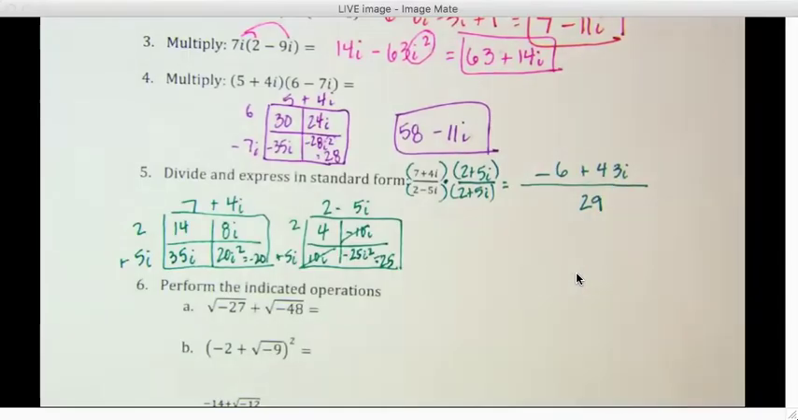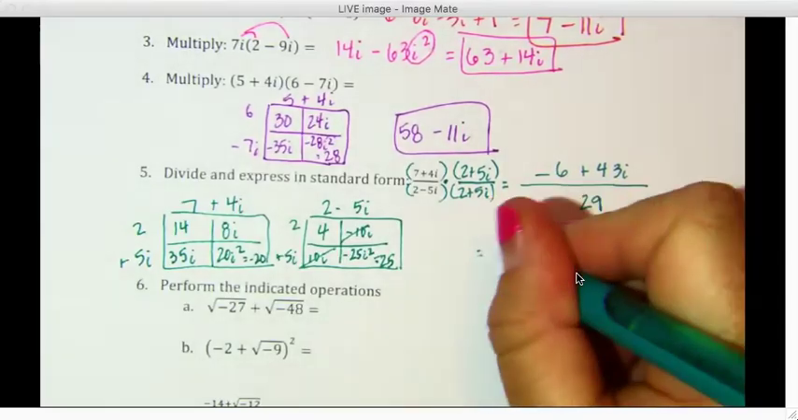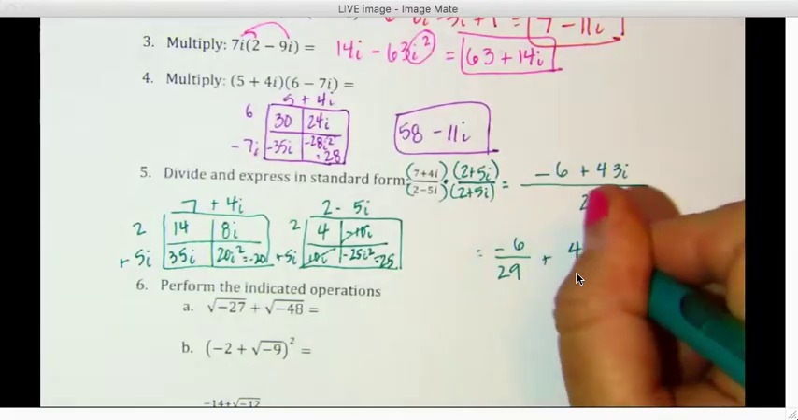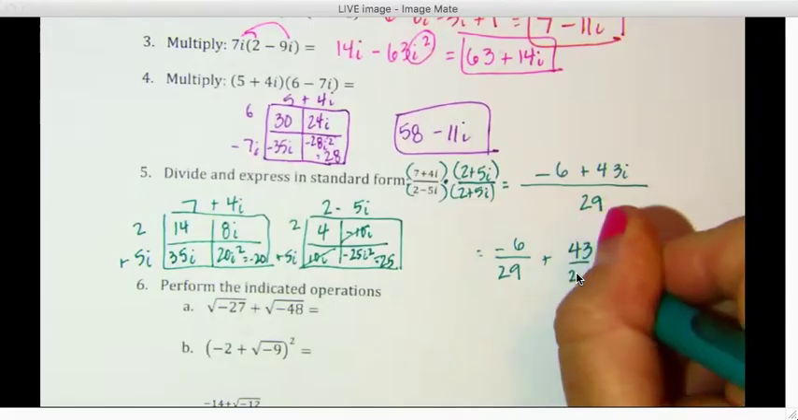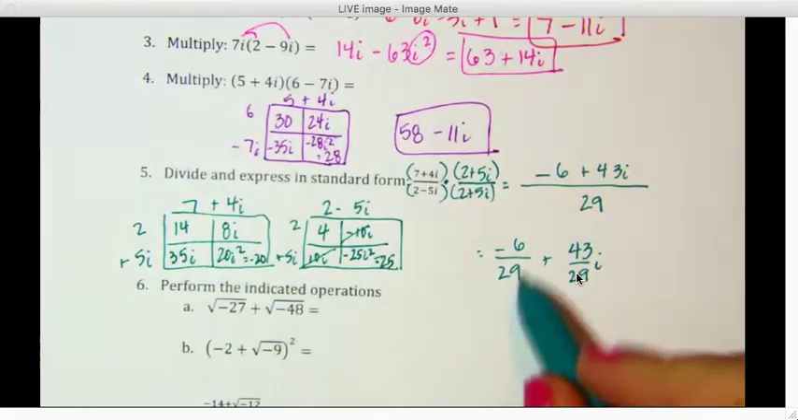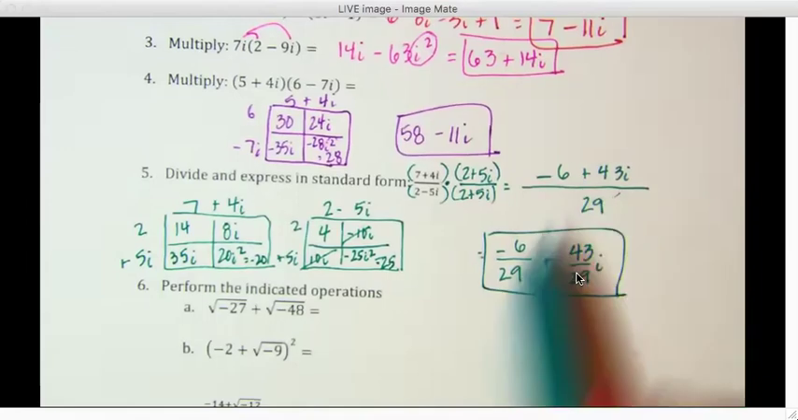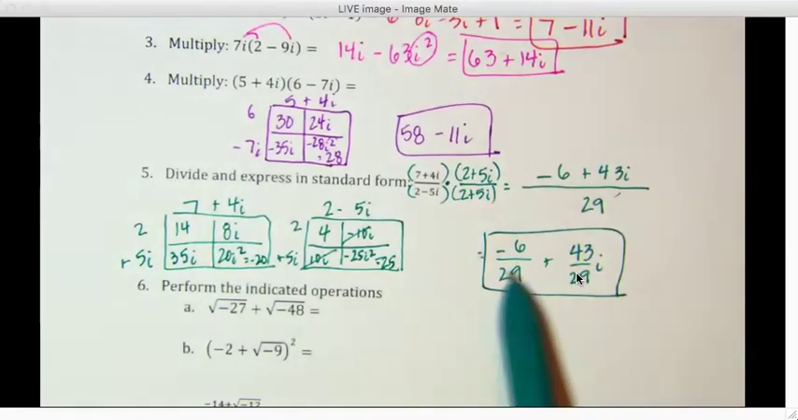So we can go ahead and write our answer here. Negative 6 over 29 plus 43 over 29i. If we could reduce these, we would need to, but these don't reduce. You could leave it as a whole fraction here. Typically, we will separate it though.